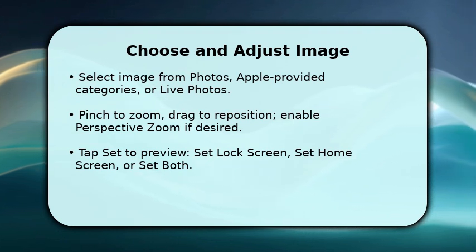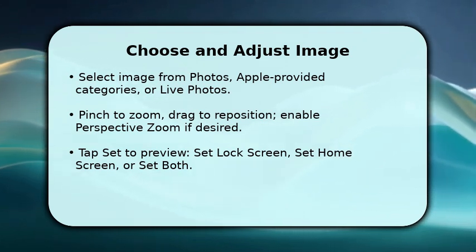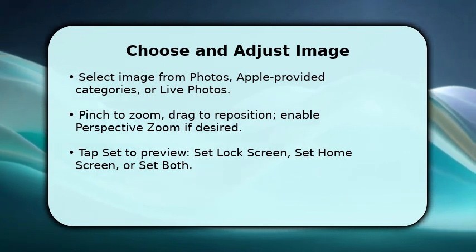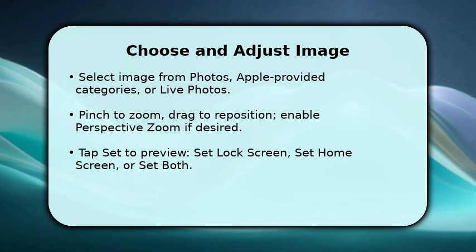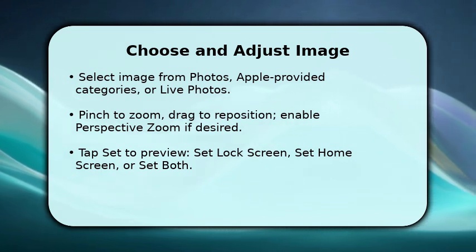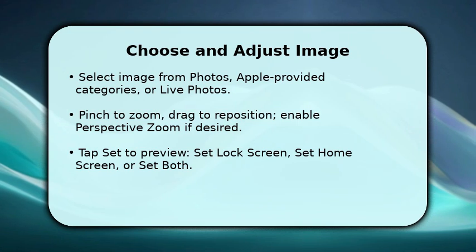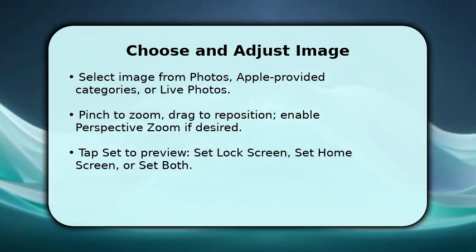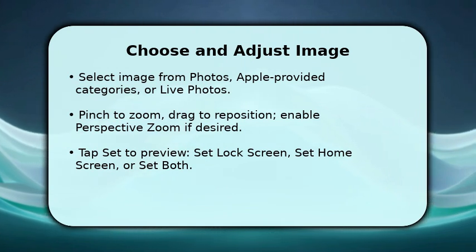Use pinch to zoom and drag gestures to frame the subject. Enable perspective zoom to add subtle parallax, but disable it if it distorts critical content. Once framed, tap Set, and the interface will ask whether to apply to lock screen, home screen, or both. Make that choice deliberately to keep icons readable and widgets visible.